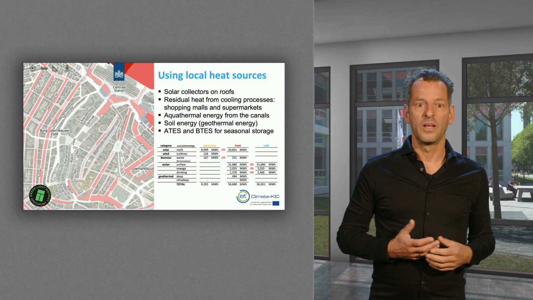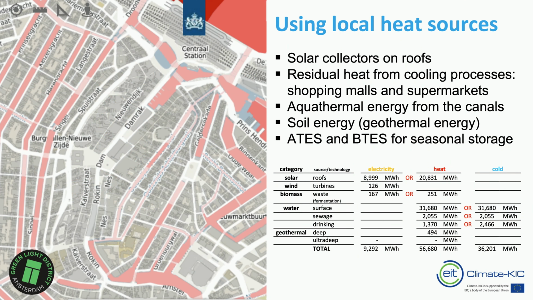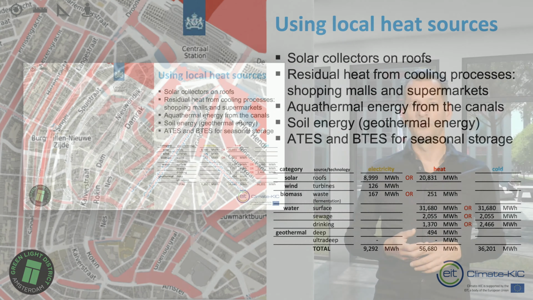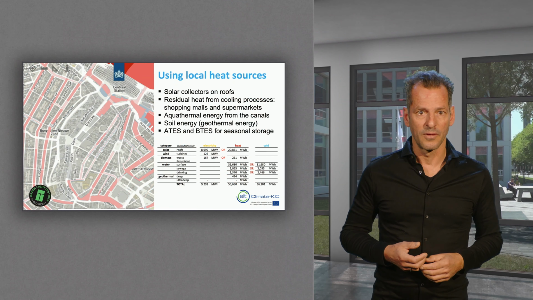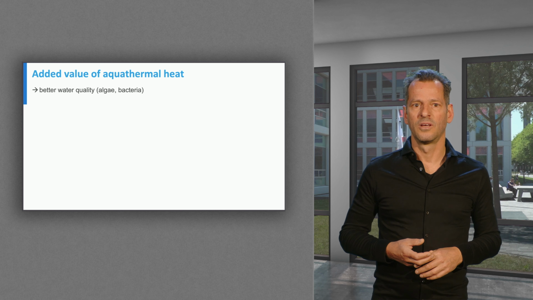Therefore, it is recommended to chart the energy potentials of the respective area. Here we see the analysis of this part of Amsterdam. Next to waste heat and heat from the sun, due to the abundant availability of canals, aquathermal energy proves to be most promising. Aquathermal energy has a lot of advantages.